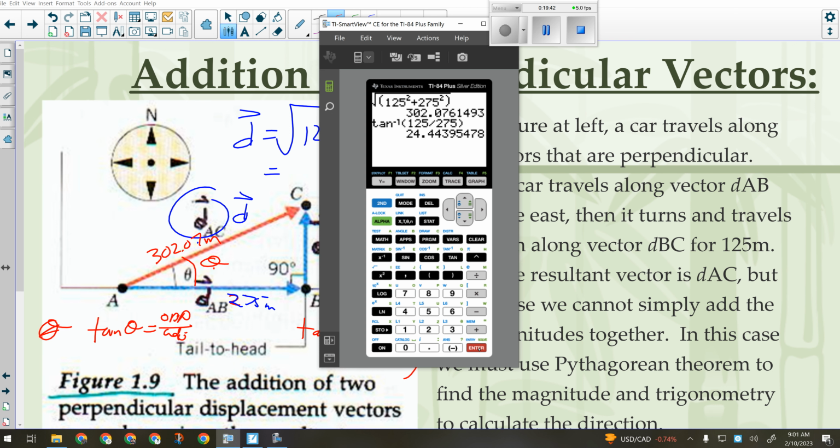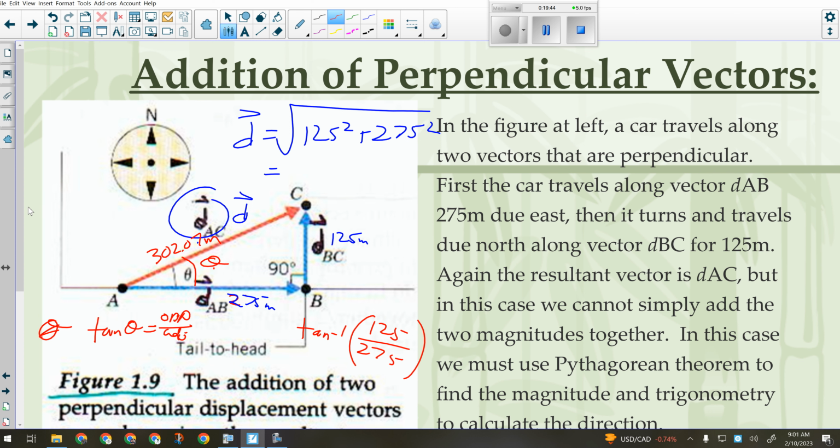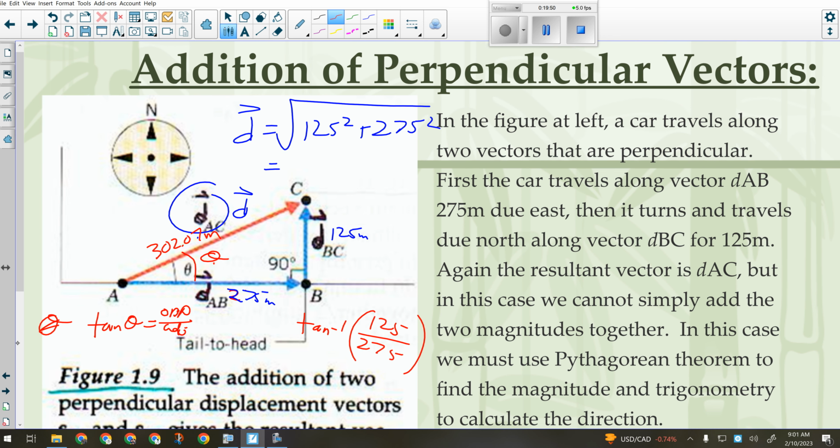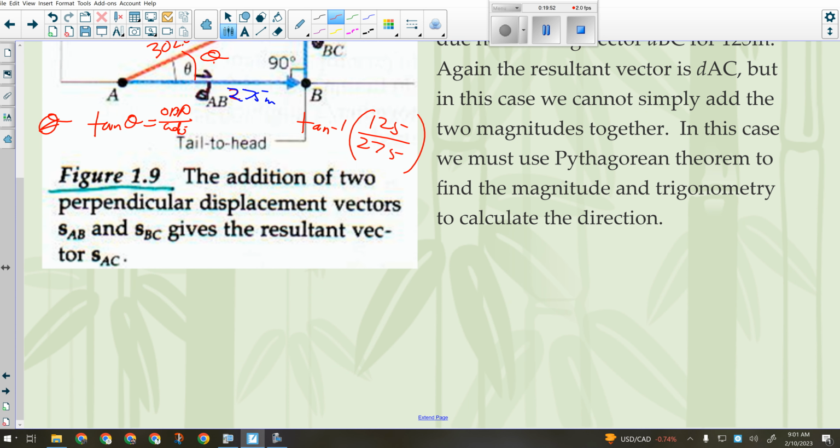So 24.4, we have three significant digits for this question. So if it was asking me what was the total displacement, I would say the total displacement is 302 meters at 24.4 degrees north of east.